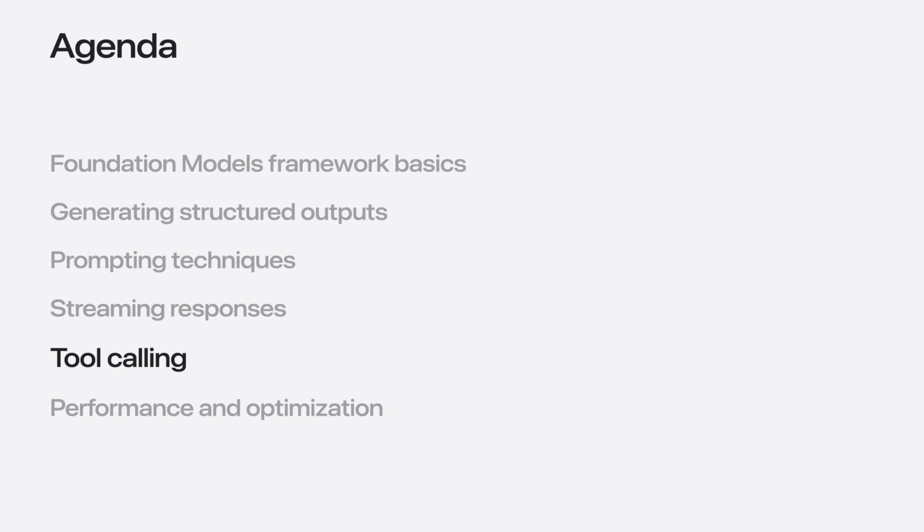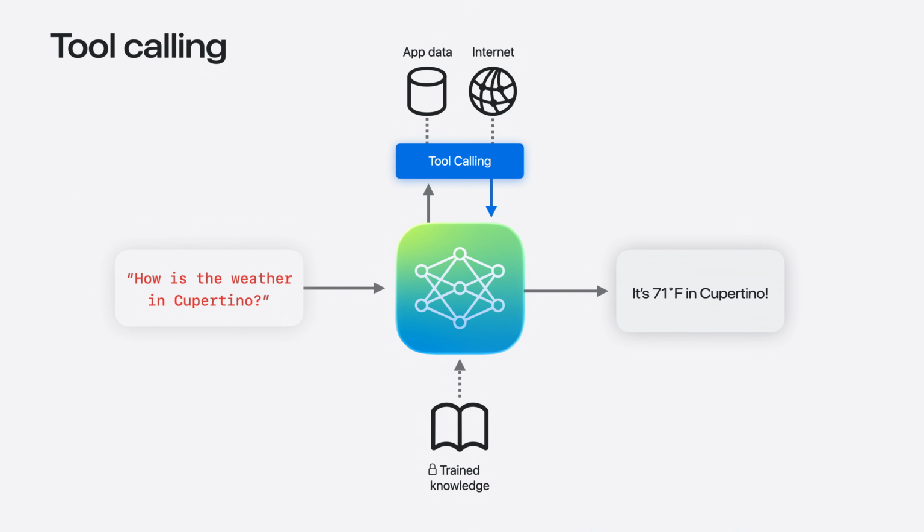Now, our app is looking great, but let's make it even smarter by giving the model new capabilities with tool calling. First, let me introduce the concept of tool calling. In addition to what you provide to the prompt, the model brings its own core knowledge from its training data. But remember, the model is built into the OS and its knowledge is frozen in time.